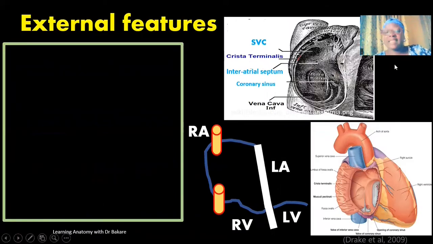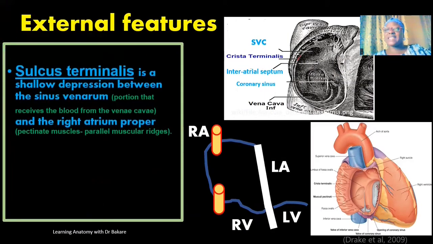So going further on the external features, it's also good for us to establish the sulcus terminalis. The sulcus terminalis is a shallow depression that is created between the sinus venarum and the right atrium proper. Let's try and dive into this to see what this means. This is the configuration of the right atrium. The sinus venarum is the space where the superior and the inferior vena cava open into. So this is the sinus venarum here. Between this space and the right atrium proper, the right atrium proper is seen in the anterior part of the right atrium.